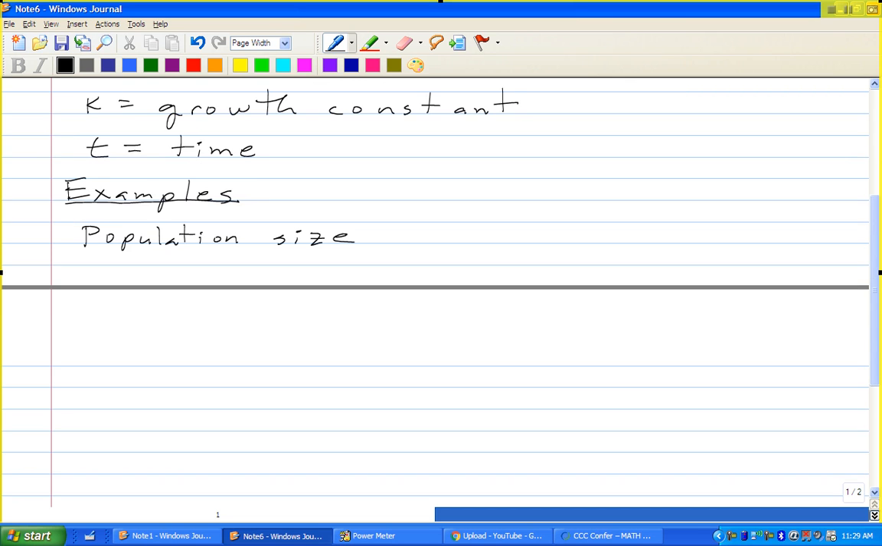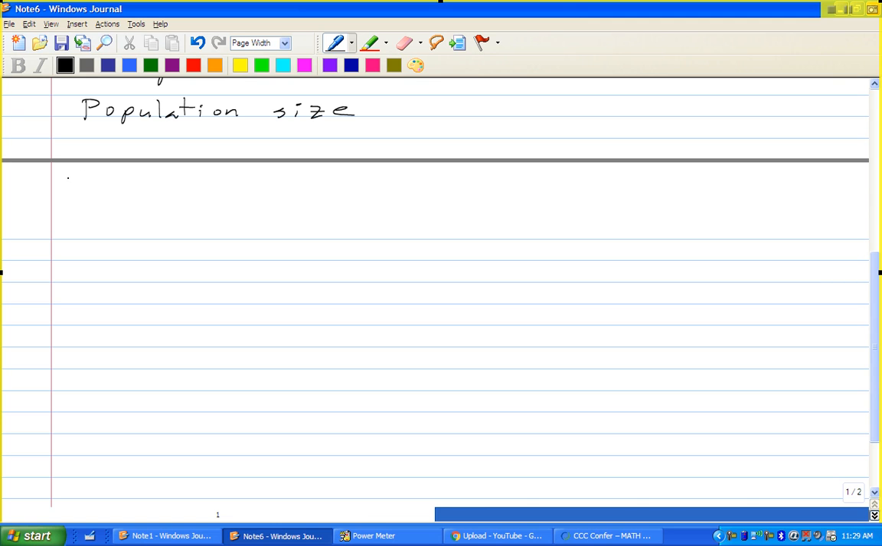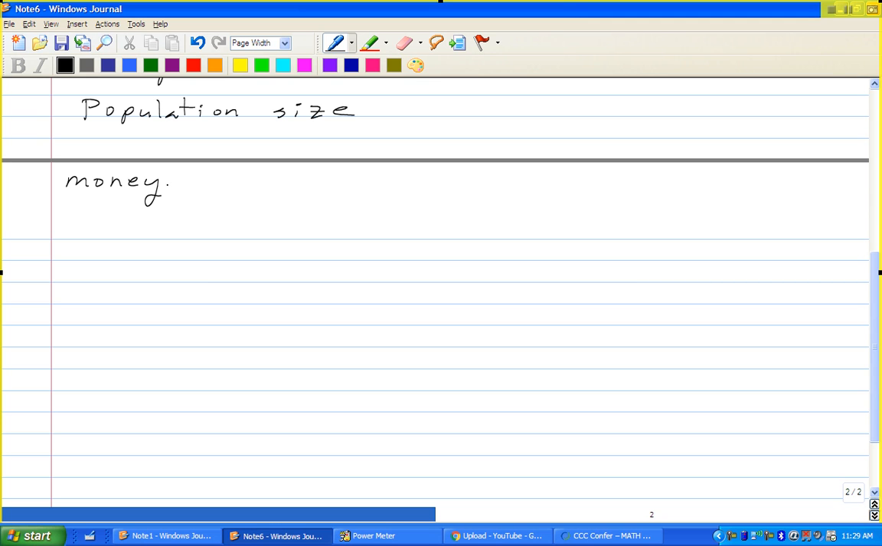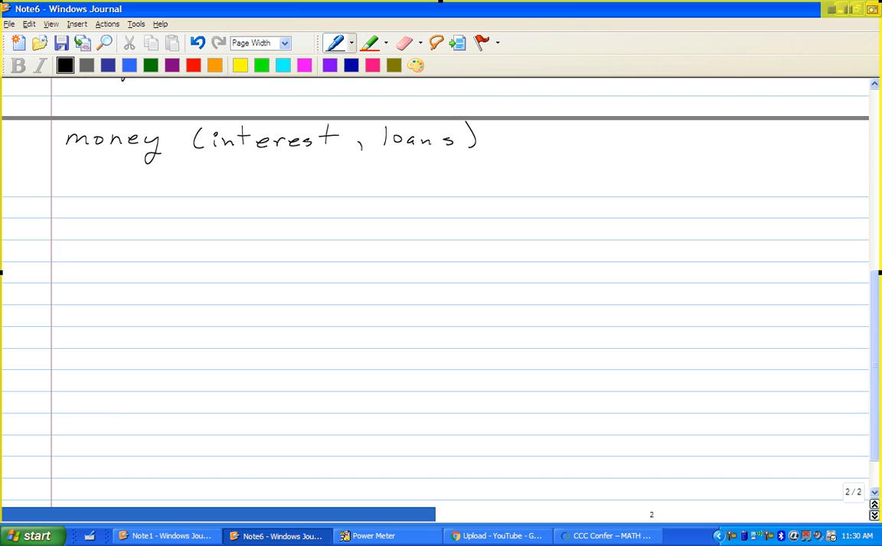Things that also grow exponentially are things like money. So if you're talking about interest, say if you borrow money, some sort of loan, a credit card or whatever, the amount that you owe will grow exponentially. So let me give you some formulas. Really, it's the same formula as above, but historically they have given differing notation. So, a simple interest formula.